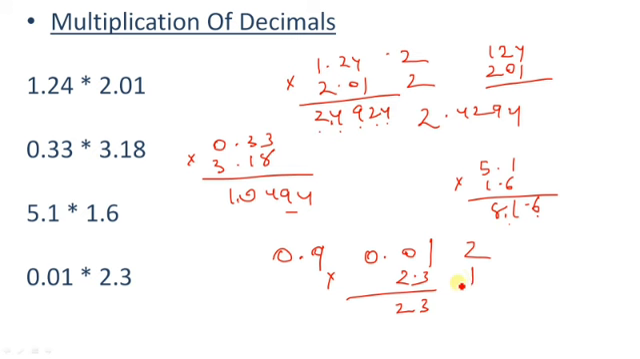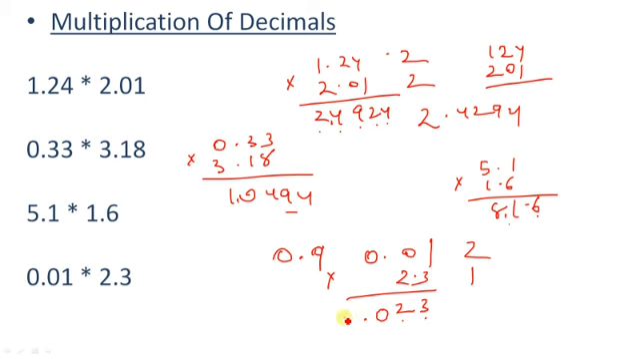Where the digit is missing, we will place 0 before the number, because if you place it after the number, on the right side, it will be of no value in case of decimals. So 3, 2 and 0, then we place 0 here, so the answer will be 0.023. In this way, general multiplication of decimals is done.